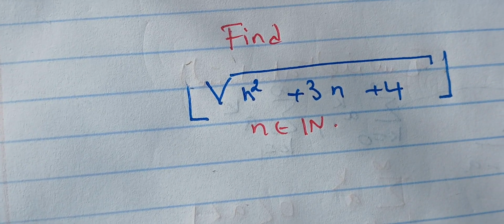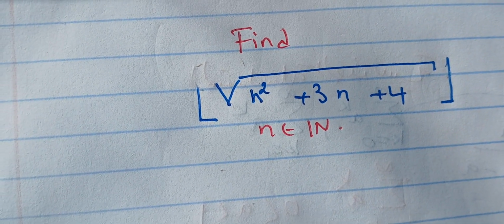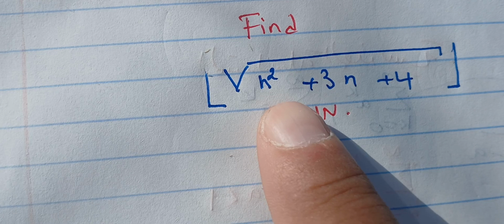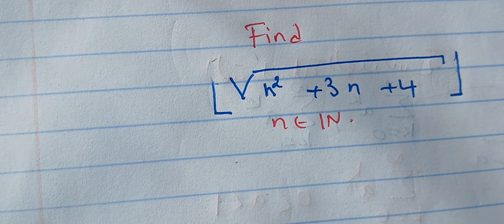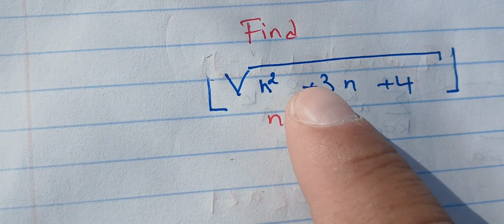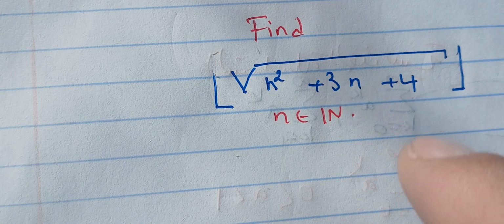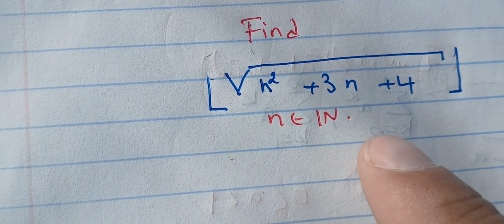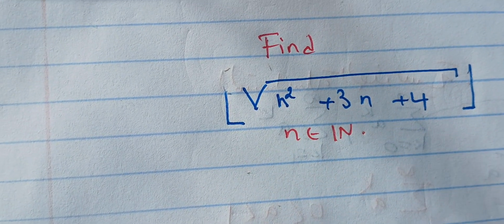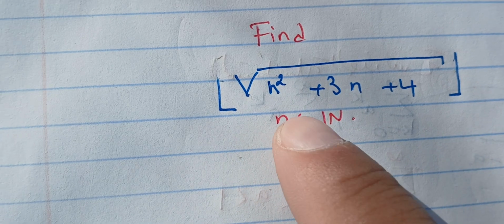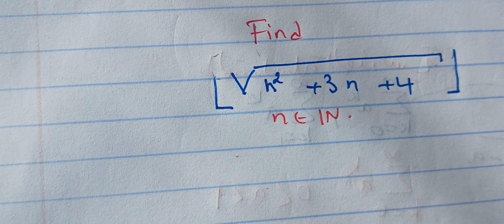Welcome back. In this video, we're going to try to find the floor of the following function. So here we have the square root of n squared plus 3n plus 4. Note that n is a natural number. How can we find such a value for each n?